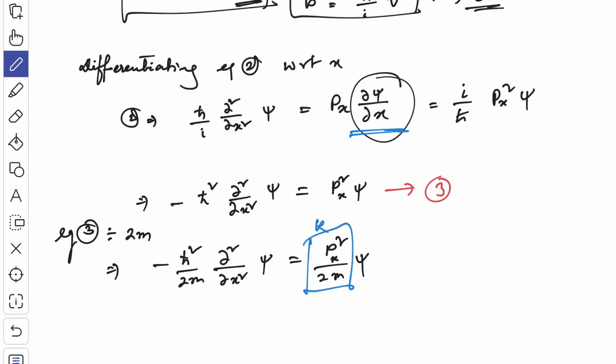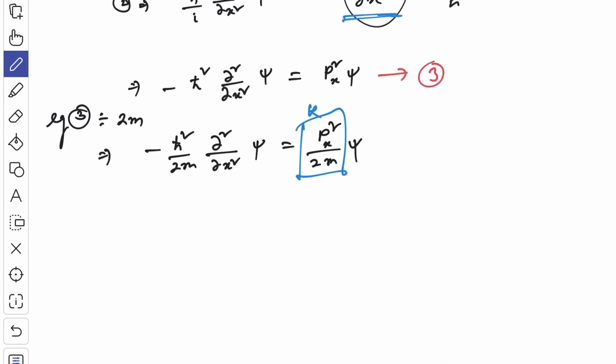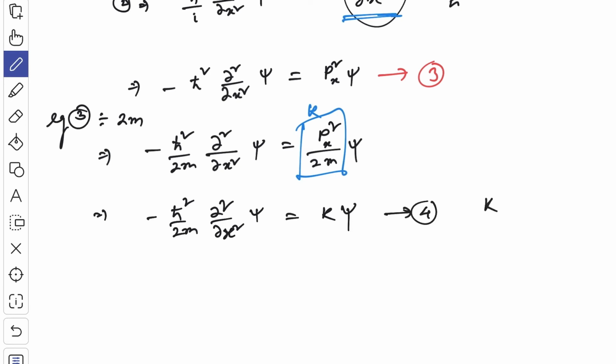by k. Okay, so then this equation can be written in this form: h cut by twice m, second order derivative with respect to x on psi, equals k psi. This is, suppose, equation number 4, where k is nothing but px square by twice m. This is nothing but kinetic energy. Okay, this is kinetic energy.